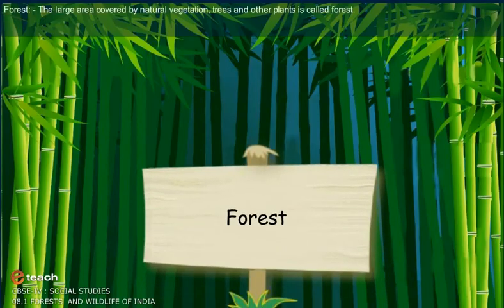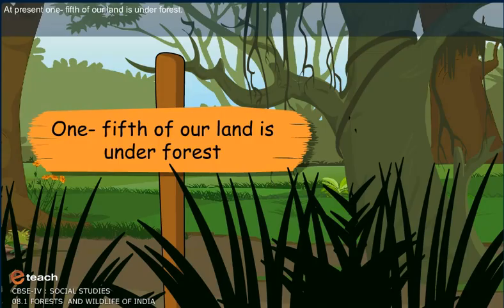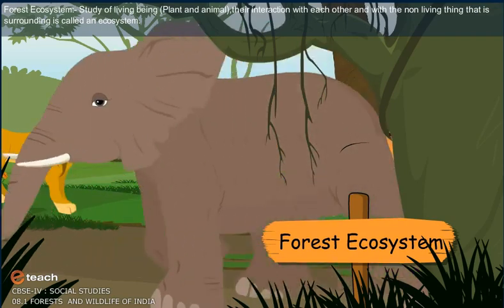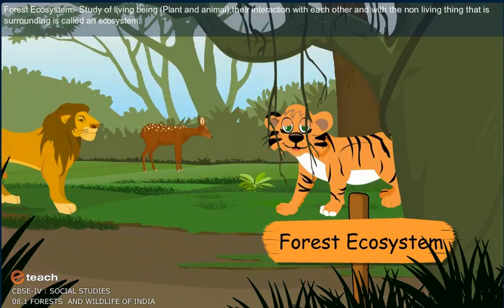Forest. The large area covered by natural vegetation, trees and other plants is called forest. At present, one-fifth of our land is under forest. Forest ecosystem. The study of living beings, that is plants and animals, their interaction with each other and with the non-living things, that is the surroundings, is called an ecosystem.